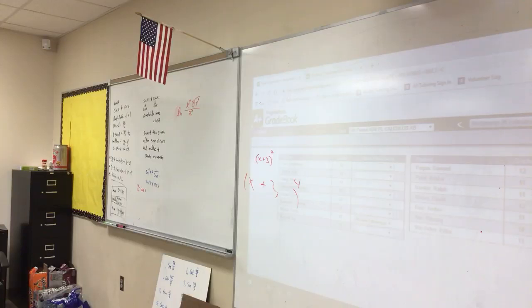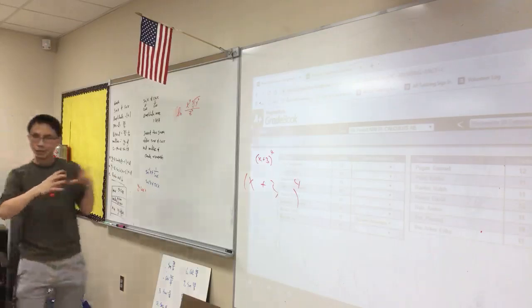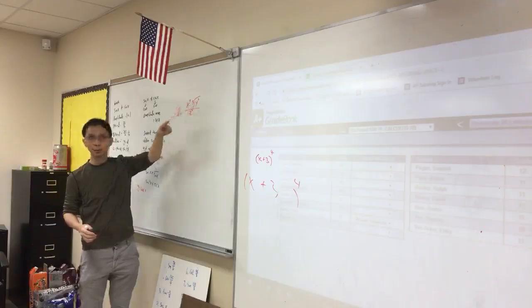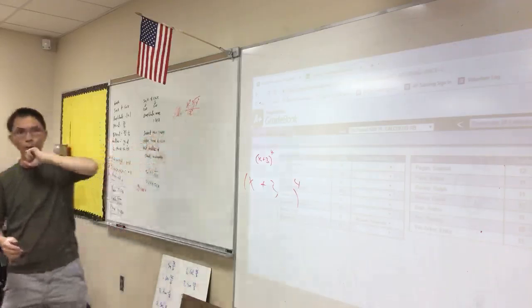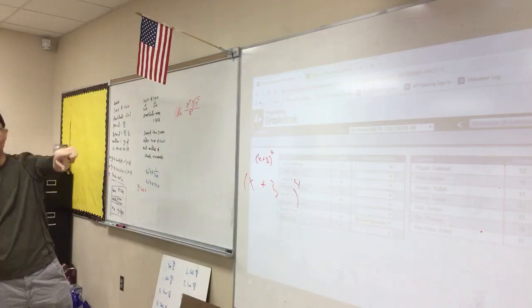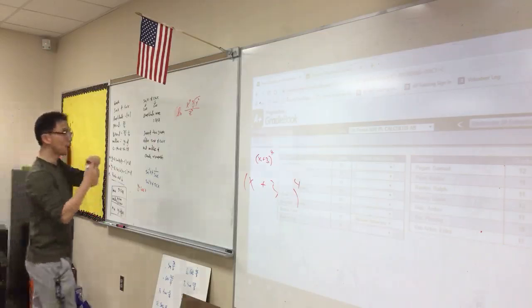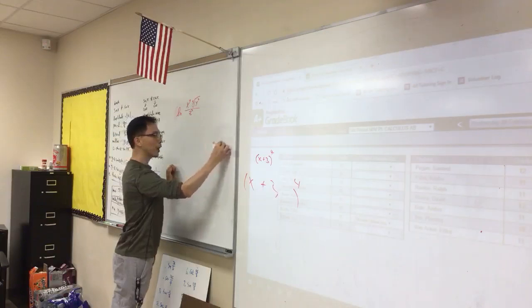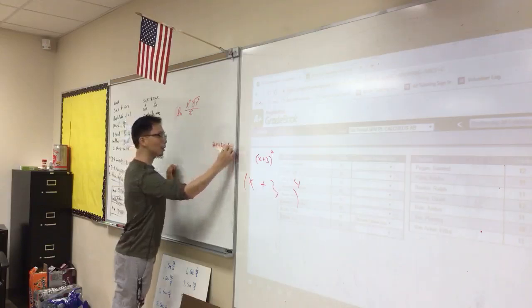Okay, so expand as much as we can. What we're going to do is expand this as much as we can. How do we do that? Well, first of all, realize the rules: the quotient rule and the product rule. I'm going to write down here: ln of x plus ln of y is equal to ln of xy, right?